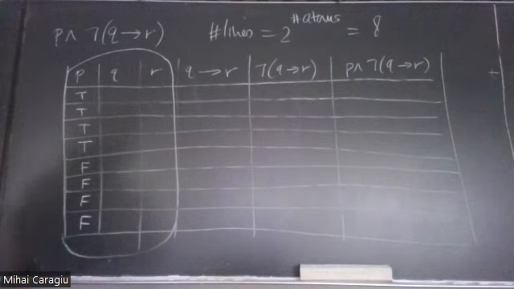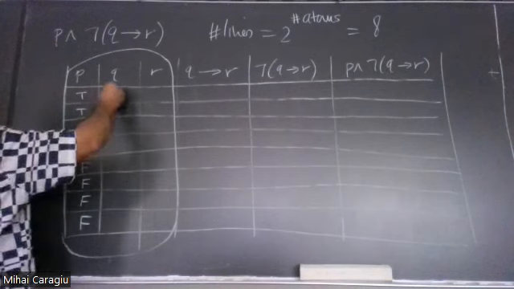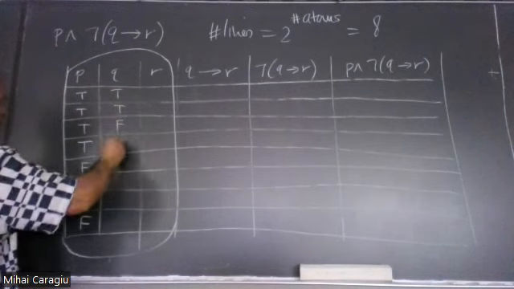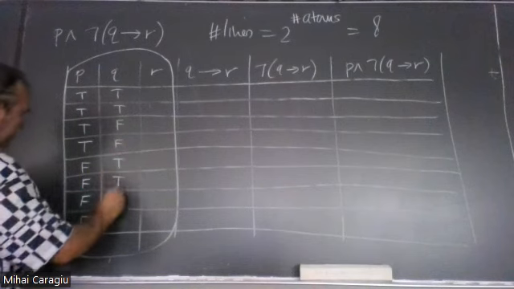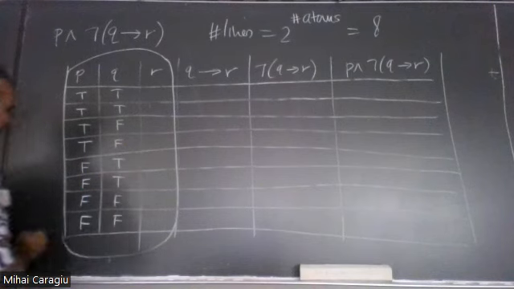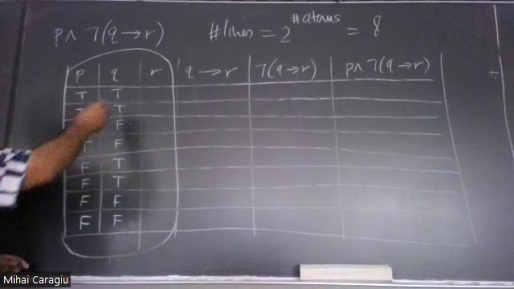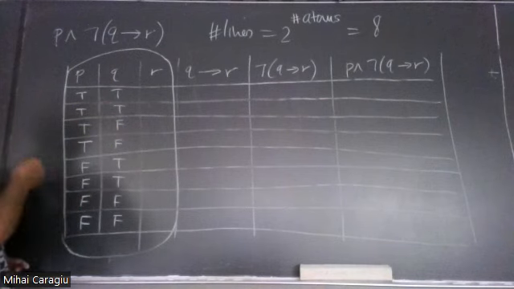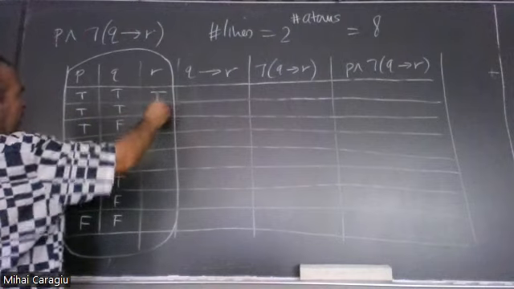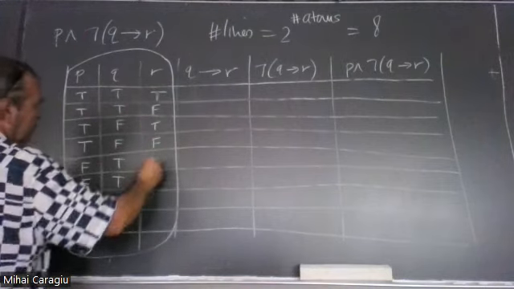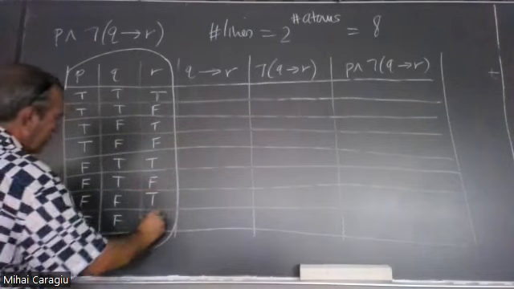For the next atom, repeat the same process but double the frequency. So instead of having 4 T's, 4 F's, we get 2 T's, 2 F's, 2 T's, 2 F's. So true, true, false, false, true, true, false, false. So we double the frequency from the first column. Double the frequency again. So we move quickly: true, false, true, false, true, false, true, false.